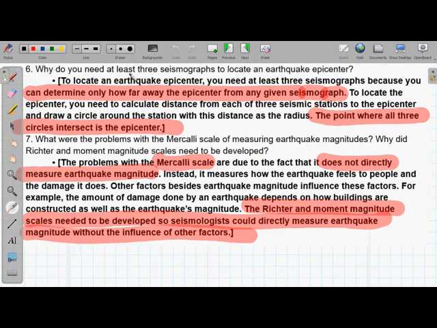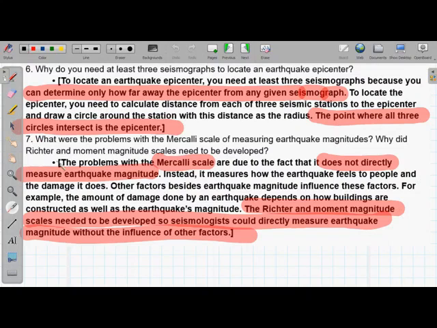Number 6, why do you need at least 3 seismographs to locate an earthquake epicenter? Right? To locate an earthquake epicenter, you need at least 3 seismographs because you can determine only how far away the epicenter is from one seismograph. That's all you can tell. You can tell how far away it is, and that's it. But if you have data from 3 seismographs, at the minimum, you can draw a circle around each one using the distance as radius. And then where those 3 circles connect, that is the epicenter.